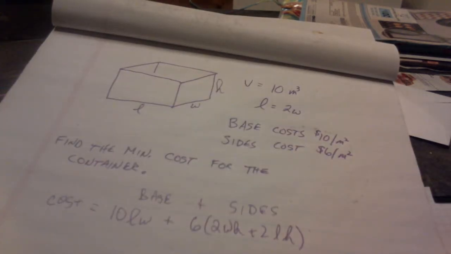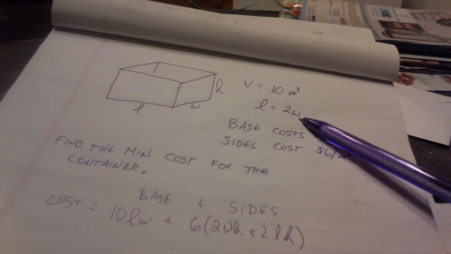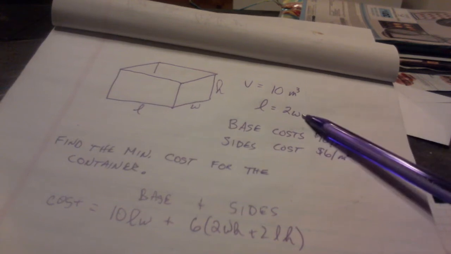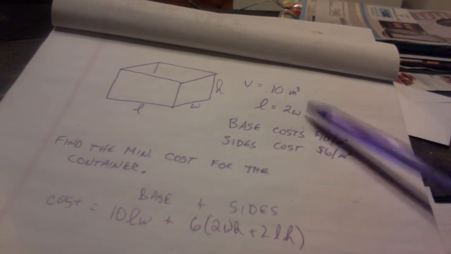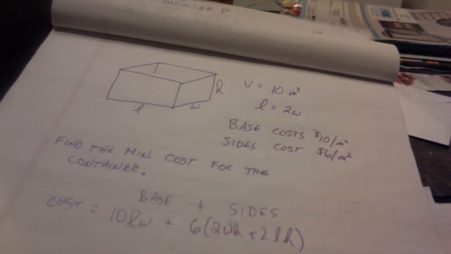Well, we've got 3 variables, L, W, and H. We got to do some substitutions. We have one right away. L equals 2W is a really fast and easy substitution to do. So that means in my variables, I'm going to have some W's, and the L's are going to be replaced by 2 W's.